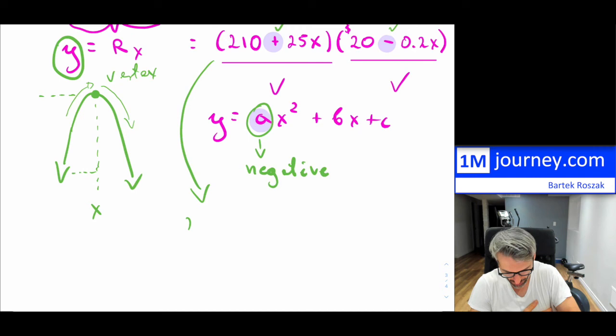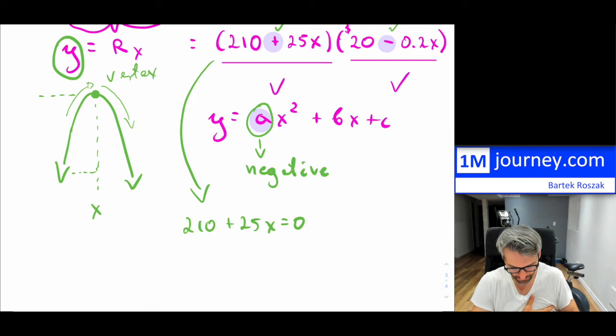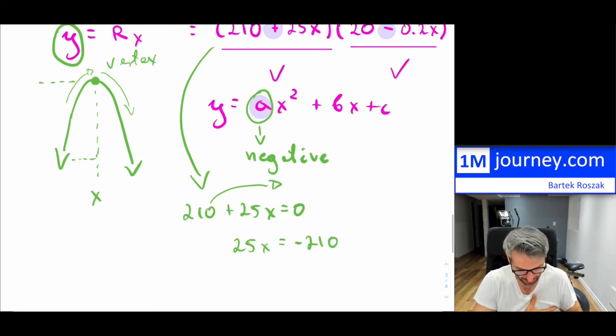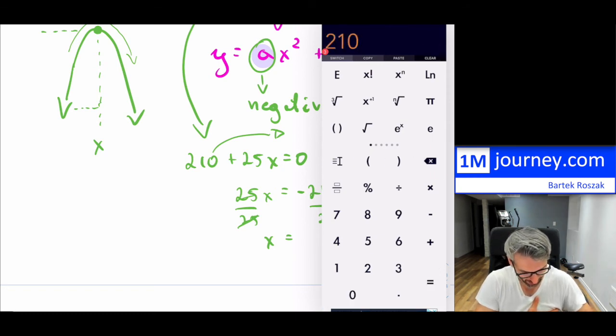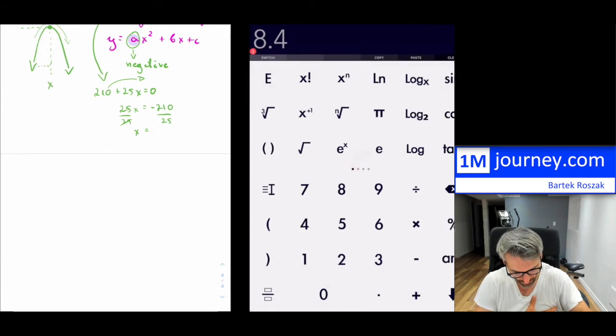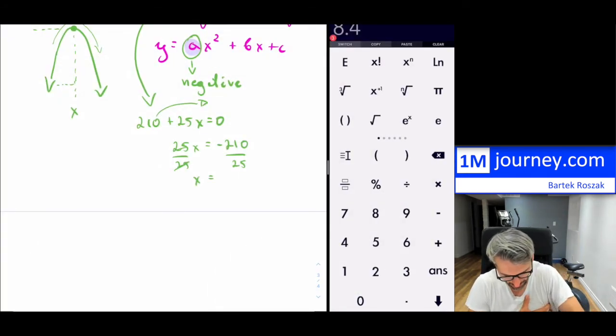So from the first factor, if I set this to 0, this is going to go over on the other side: 25x equals negative 210. So that's what I have there. All right, divided by 25. So x is equal to 210 divided by 25, so 8.4. All right, so this is 8.4, and it is negative.